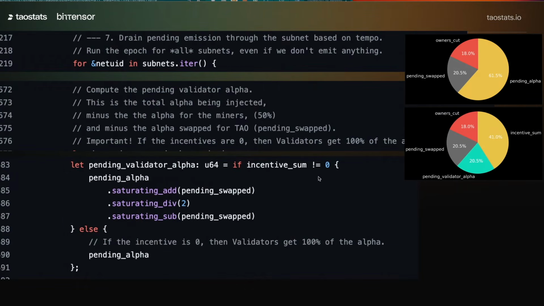But if the sum of the incentive is not 0, then the pending alpha is going to be the pending swapped plus the pending alpha, right? Pending alpha plus pending swapped. We're back up to 82%. Then we divide it by 2, we're at 41%. And then we subtract out that pending swapped, and that's our remaining validator alpha. So we did a little bit of math here to get to 82%, divide by 2, and then get rid of the bit that we already sold off to tau. And then that is our pending validator alpha. Otherwise, it's everything that's left over.